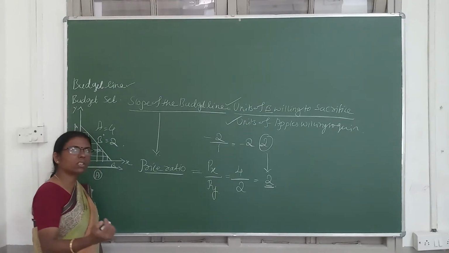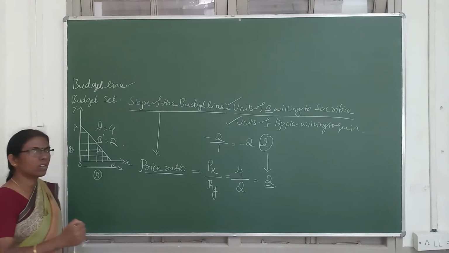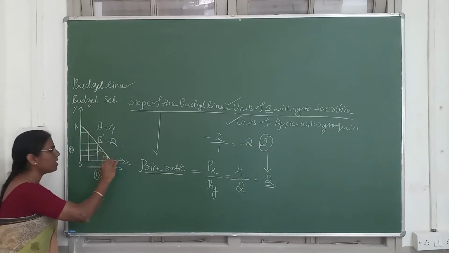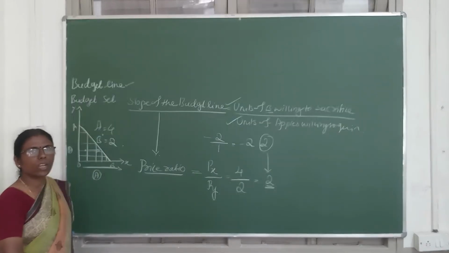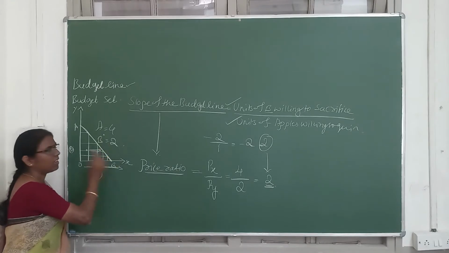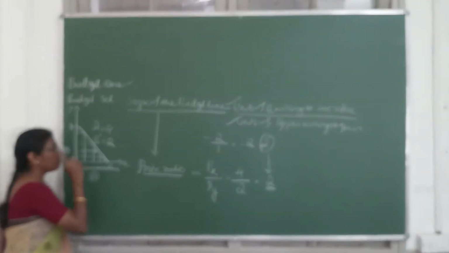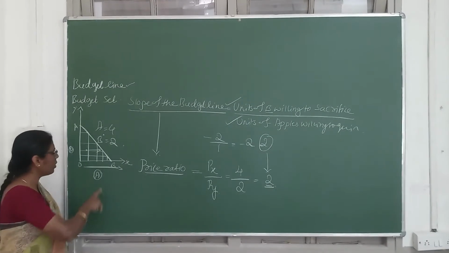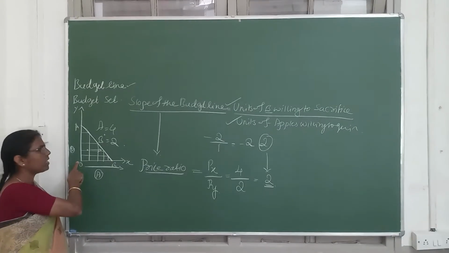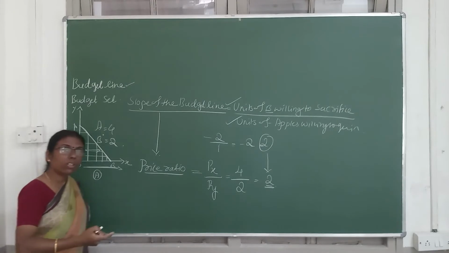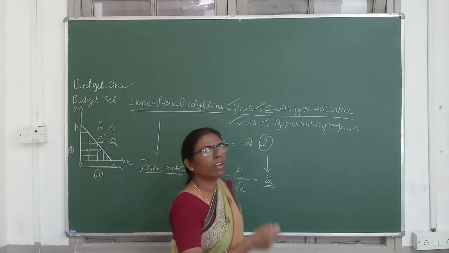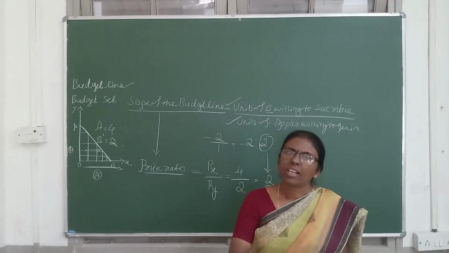One more interesting point, please note here: the budget line is always sloping downward. This is a straight line. Is it clear? And one more interesting feature is that if you want to purchase more of apple, you have to sacrifice bananas. It means that if you want to purchase more of one commodity, you have to sacrifice another commodity.